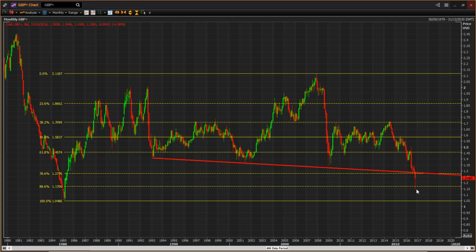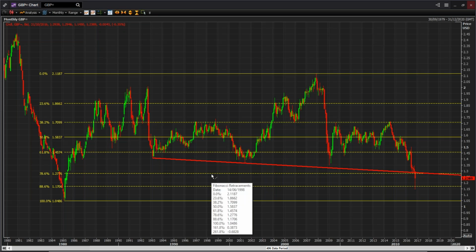You can see the large tail on this candle implying the sharp reversal that we saw on the back of that flash crash move. However, as I say, the breakdown below this trendline support and the 78.6% retracement at the 127.76 level, if held, if sustained, suggests a move down to test at least the all-time low at 104.86.